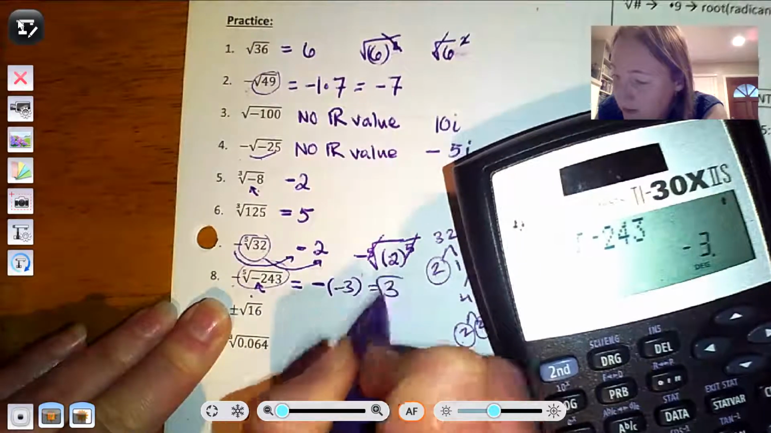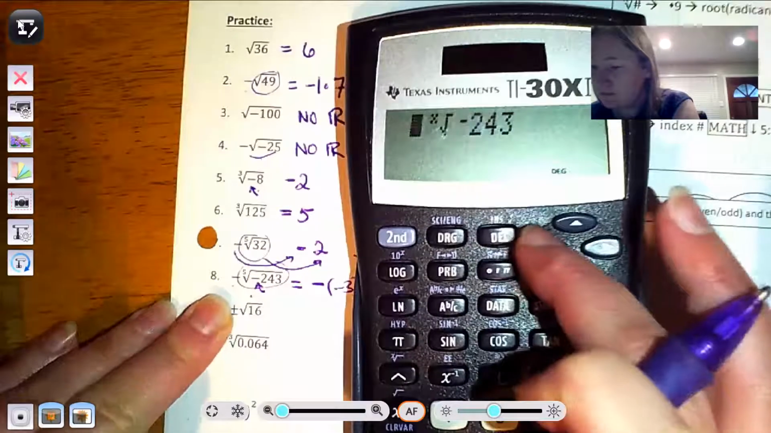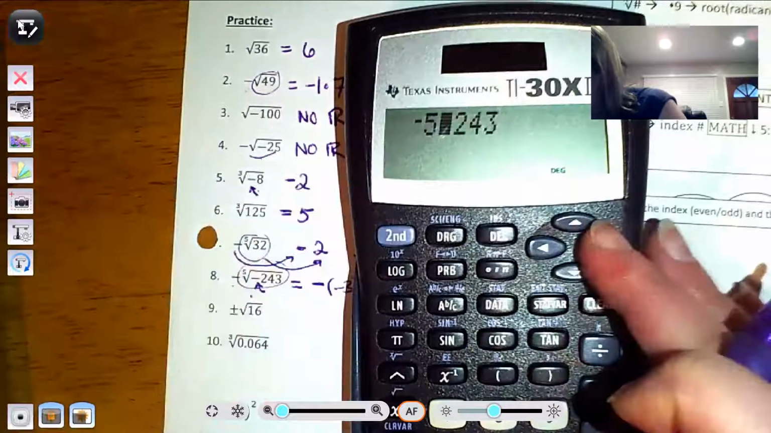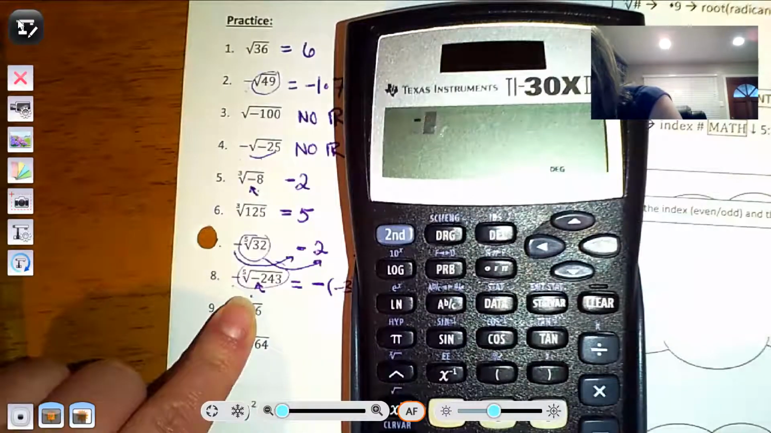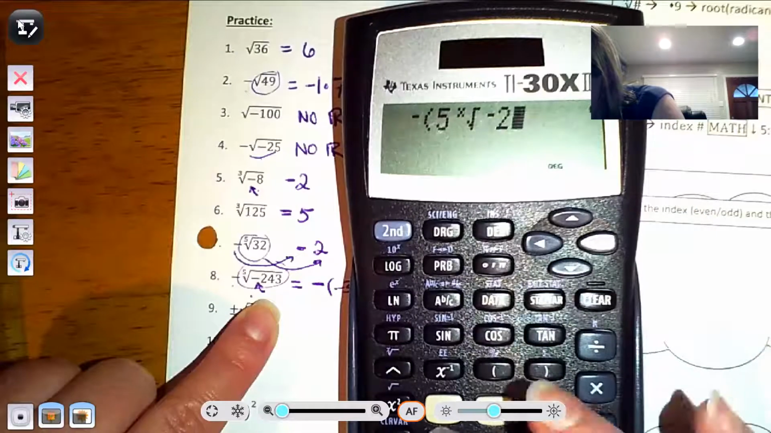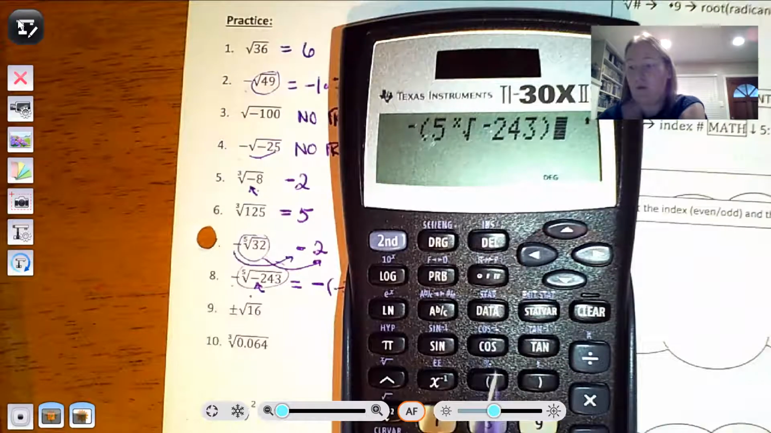So you end up with positive 3 as a final answer. If you had typed into your calculator the negative out in front, negative 5, and then you have to do the 5th root of negative 243. Notice I put it outside just to be clear on order of operations and for the fact that we're multiplying and have that 5 there. It might be a little bit of an issue. Otherwise, there's the 3.